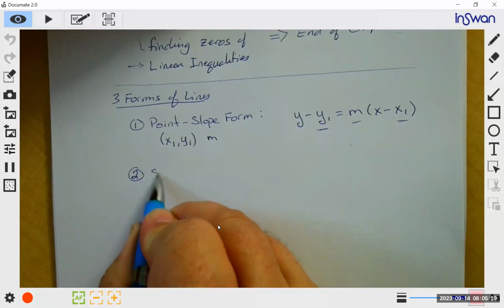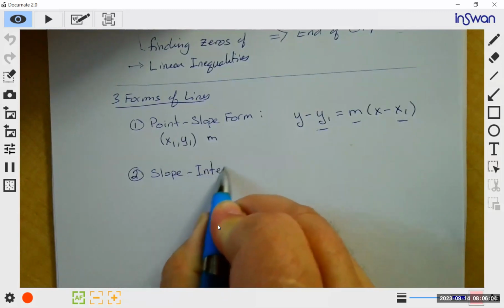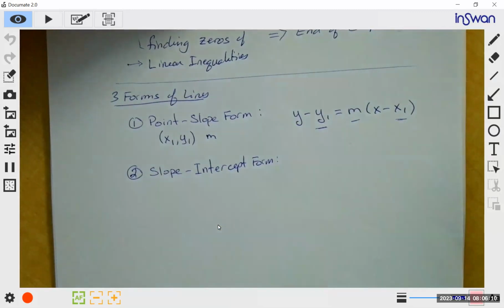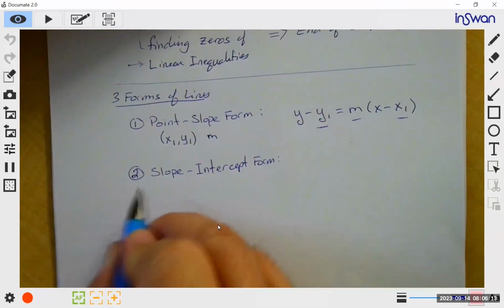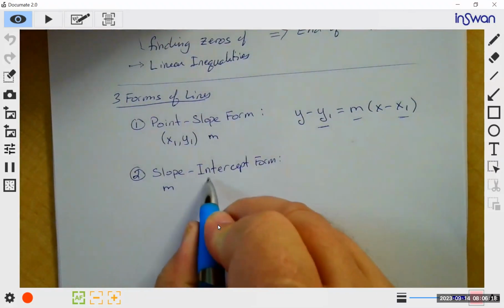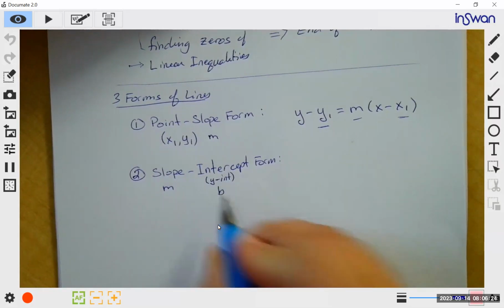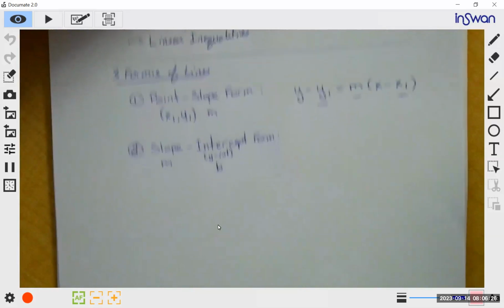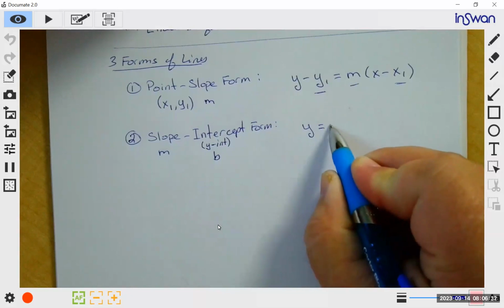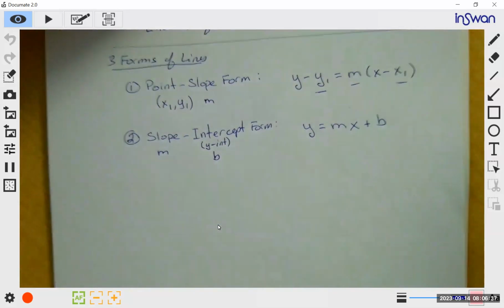The second form was a slope intercept form. The slope is m. The intercept is actually the actual y-intercept, and that's represented by the letter b. And there's that form.